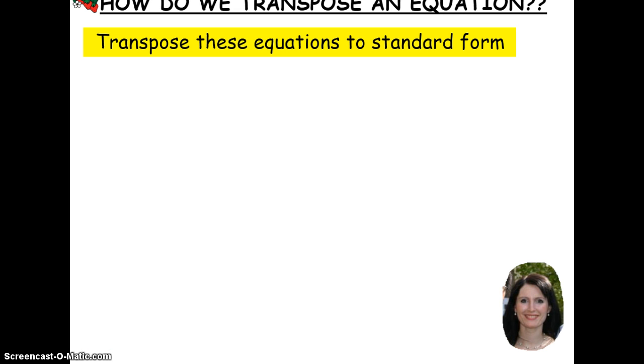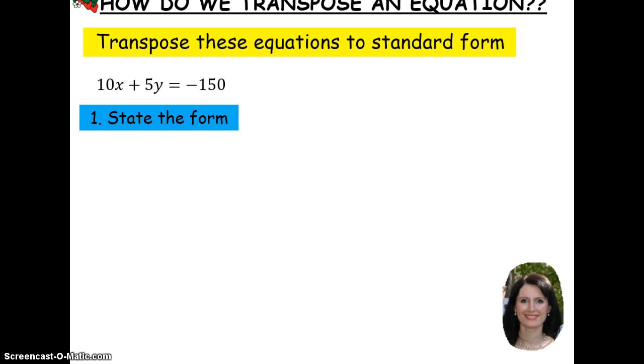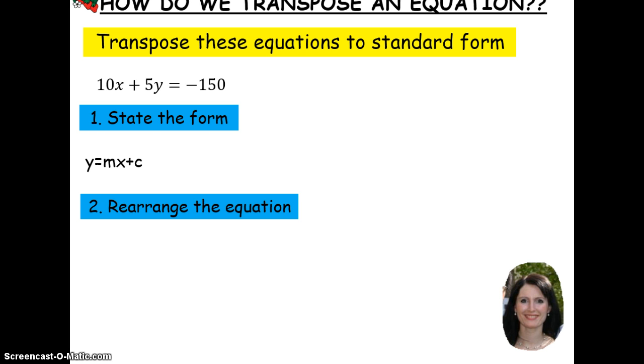The last thing we need to do is to be able to transpose an equation. So transpose these equations to standard form. What that means is that we want to put it in y = mx + c form. So 10x + 5y = -150. So let's state the form. So you would write y = mx + c. This shows that you know what standard form actually is. We then just rearrange our equation.